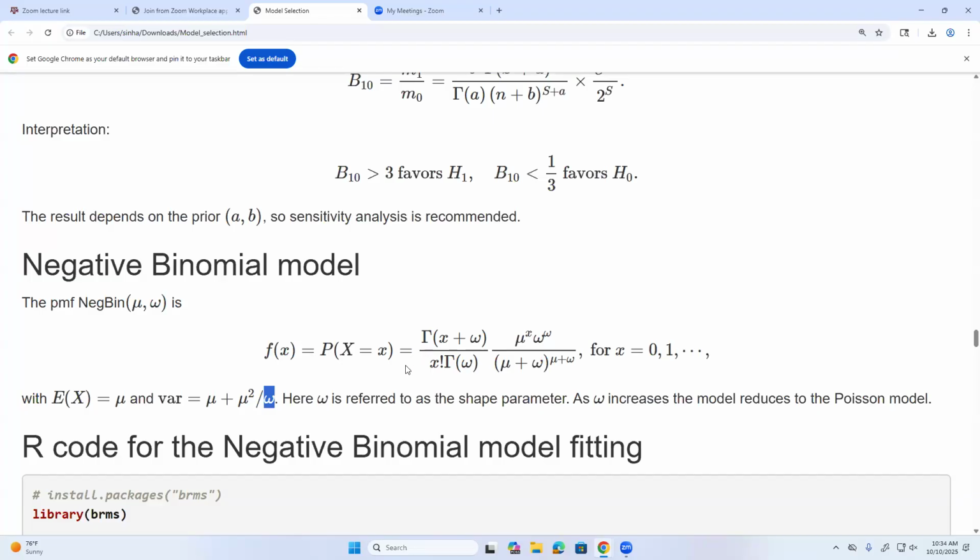The question is, is there any conjugate prior for mu and omega for this distribution? So apparently there is no conjugate prior for this distribution. This is very complex. No closed form, no conjugate prior based on our known distributions.